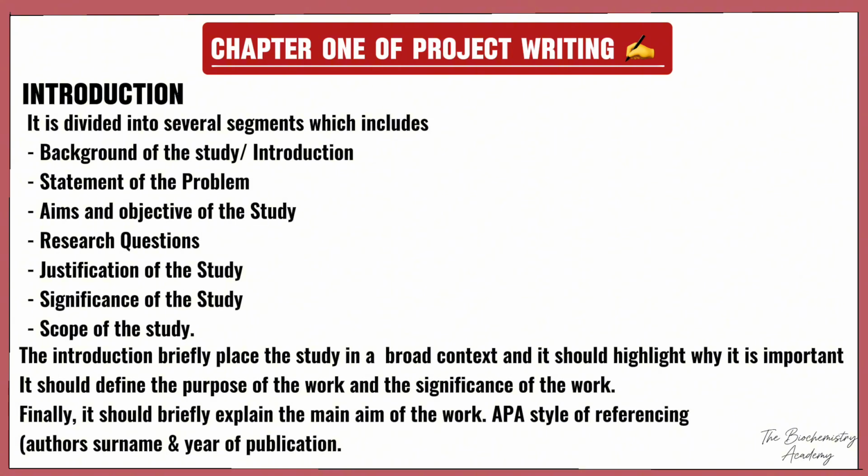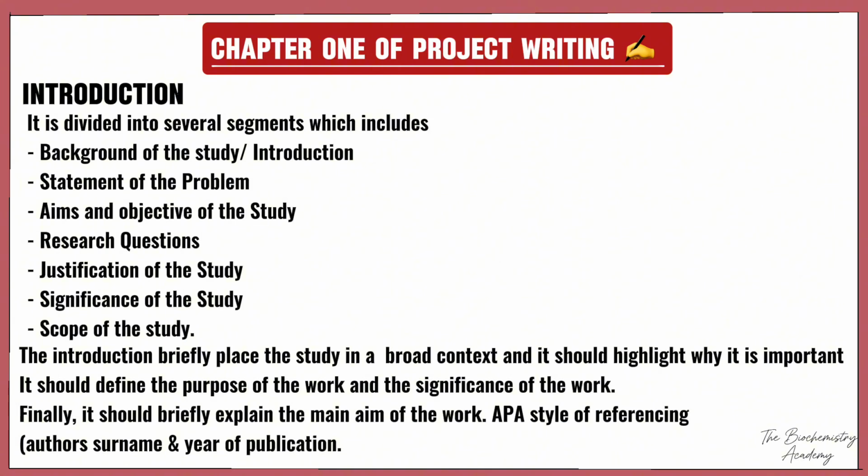Now, we use an APA style of referencing. You remember, referencing means that you're referring to the owner that discovered a particular thing in science. We use the APA style of referencing for in-text citation, which is by the author's surname and the year of publication.